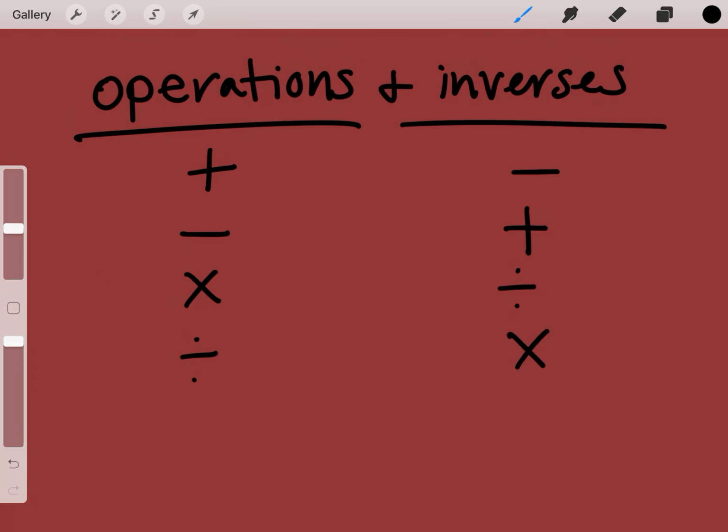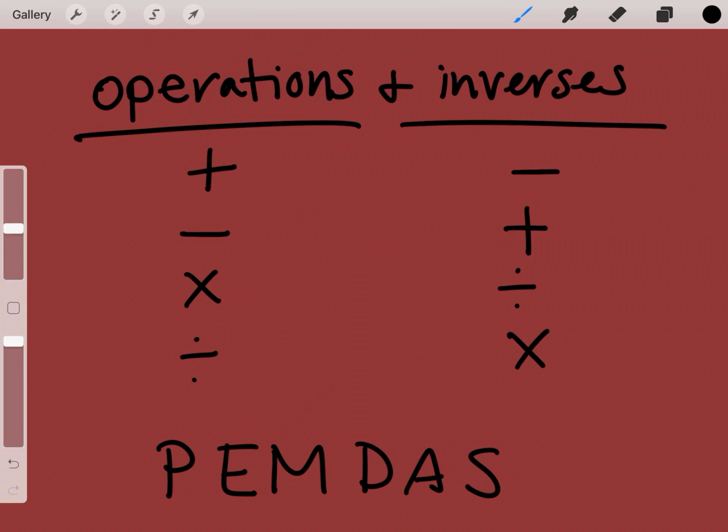But these are not the only operations we know. When we think about the order of operations, PEMDAS, we've addressed addition, subtraction, multiplication, division rather. Parentheses are not so much an operation as an ordering tool, but the operation we haven't talked about is exponents, which comes before all of these other operations. So this is what we're going to focus on today. We're going to focus on exponents, specifically raising anything to the power of 2 and the inverse of that operation.